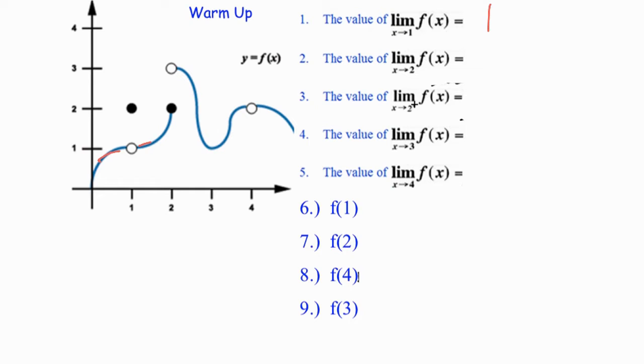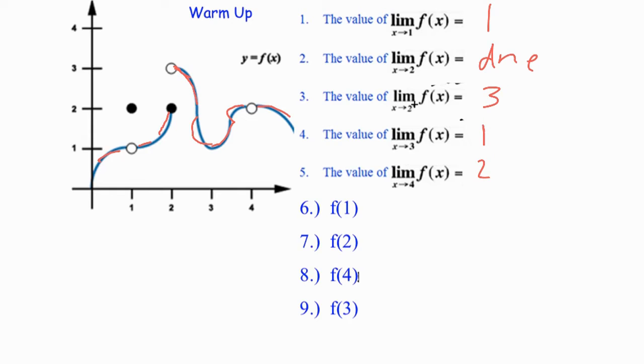When you approach 2, we are approaching from the left side, we're going to end up getting 2, and from the right side, we're going to end up getting 3, so they don't agree, so that does not exist. If you go from the positive side, the limit as you approach 2 would be 3. As we come to 3, the limit would be 1. And as we approach 4, the limit would be 2.